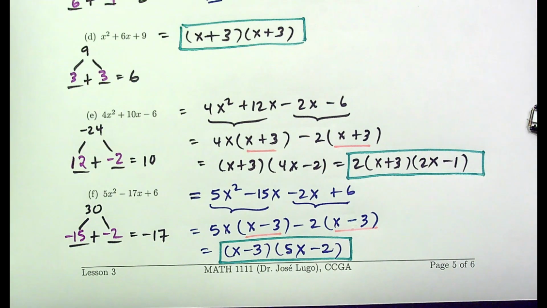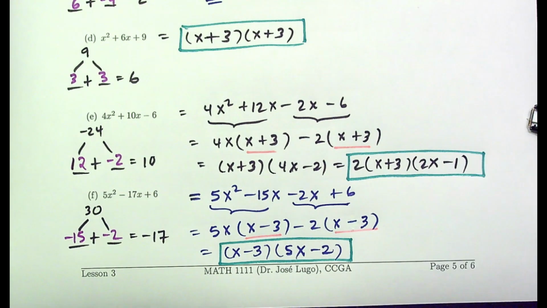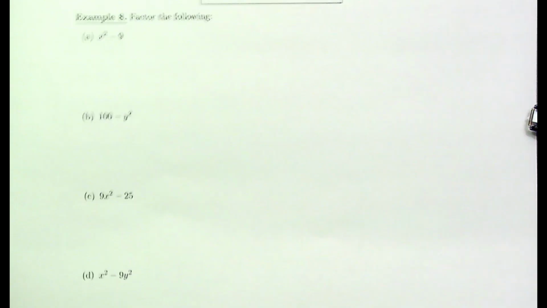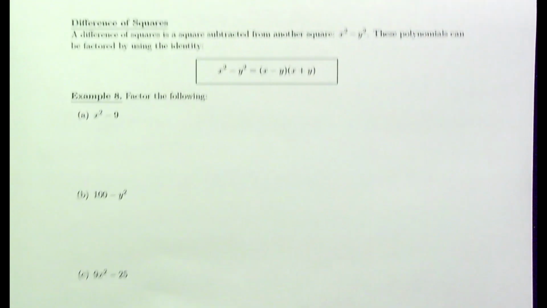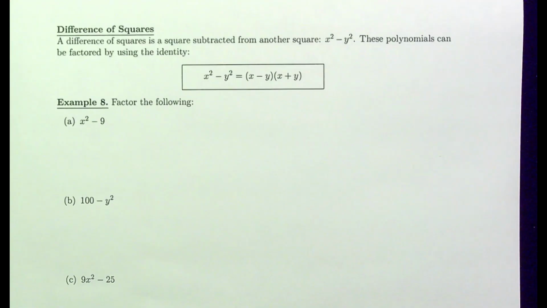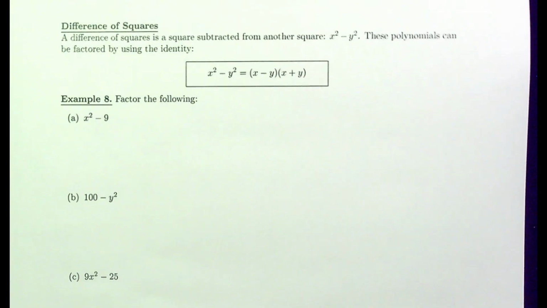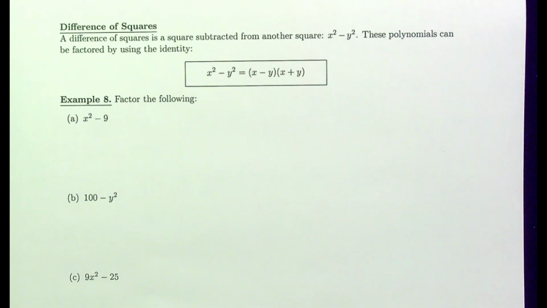Okay, now that takes care of how to factor trinomials. The very last method is how to factor difference of squares. And this is a formula that we already used when rationalizing. If you remember, we use it backwards, but now we're going to use this formula for factoring.